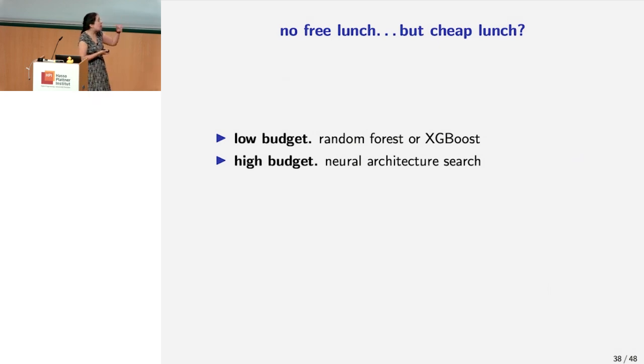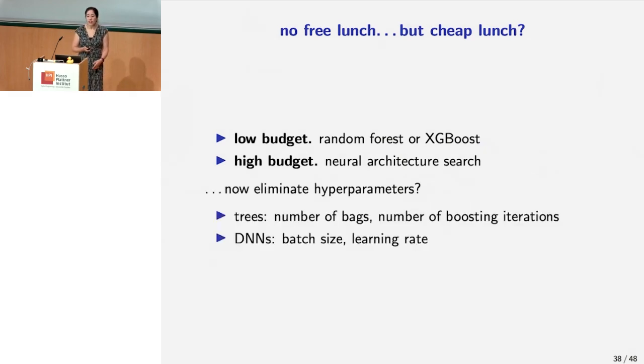Okay. If you've got a really high budget, then do neural architecture search using LLMs and evolutionary prompting and so on. Train it on 10,000 CPU cores for 5 days, right? Great. Okay. But these models have hyperparameters.